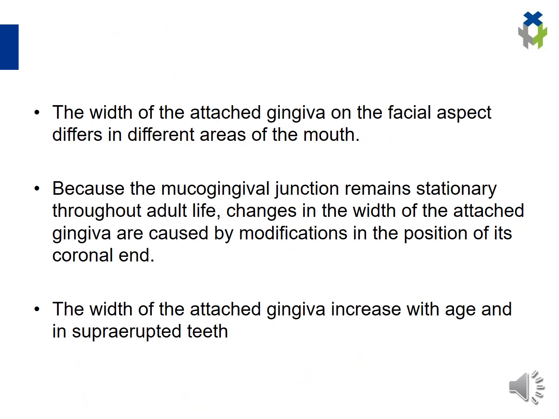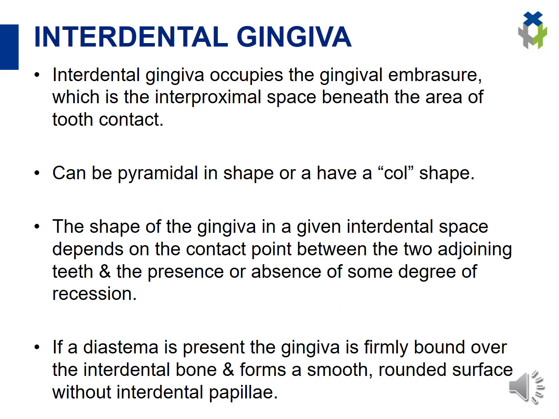The mucogingival junction remains stationary throughout adult life. Changes in the width of attached gingiva are caused by modifications in the position of its coronal end. The width of attached gingiva increases with age and in supraerupted teeth.